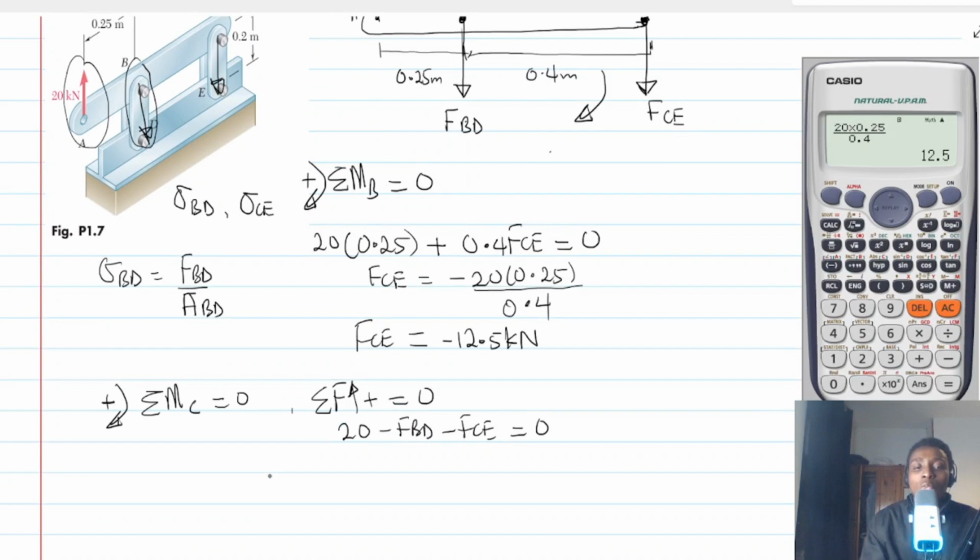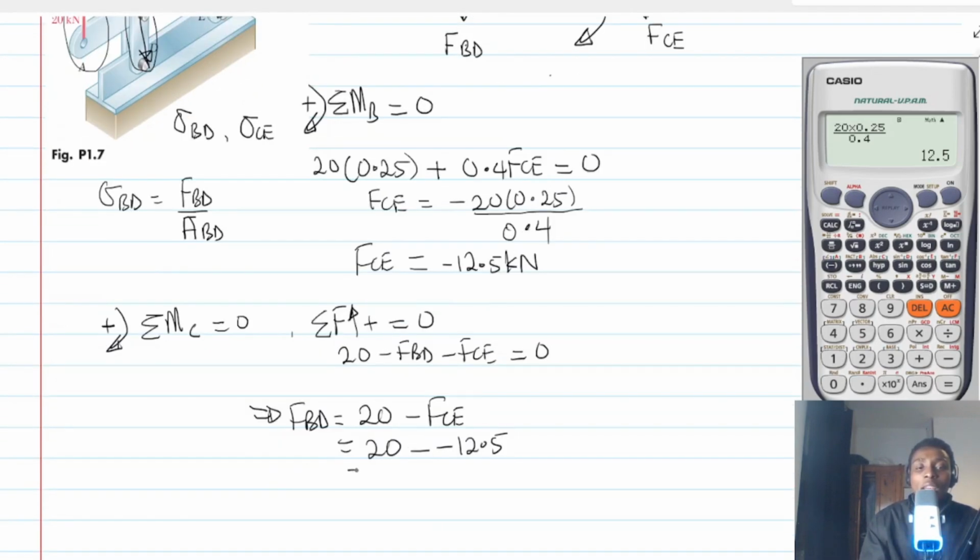From here, we can go forward and say that FBD is 20 minus FCE. If we do this, our FBD is going to be 20 minus 12.5, which is essentially plus, so that FBD is going to be 32.5 kilonewton.